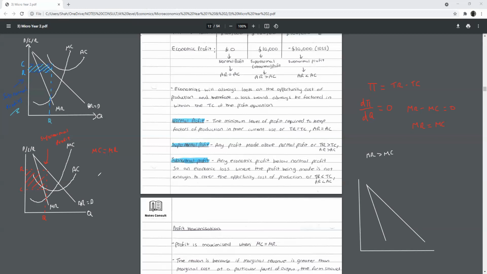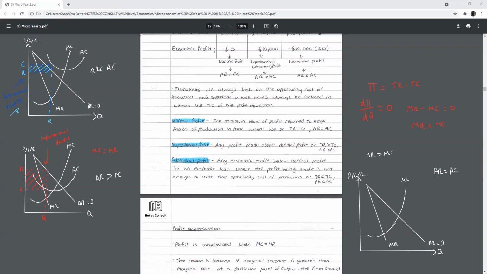So remember that this was where AR is bigger than AC. This is where AR is less than AC. And now I'm going to show where AR is equal to AC. So price, cost, revenue on one axis, quantity on the other. This is AR, which is equal to demand, and this is marginal revenue. And then this is marginal cost.